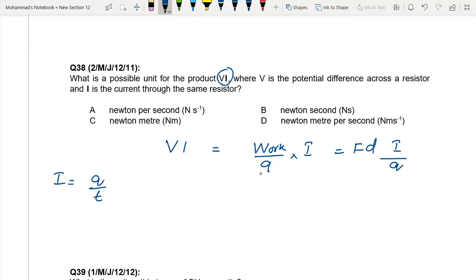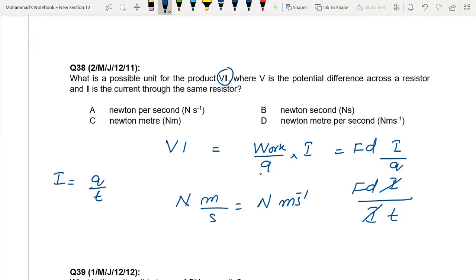So if you put this Q is I into T, you will just simplify this I, and this Q is I times T. This will be cancelled out. So force into distance divided by time. So force has unit Newton, distance meter, this time second. So this is Newton, m s minus 1. So D is correct option for 38.